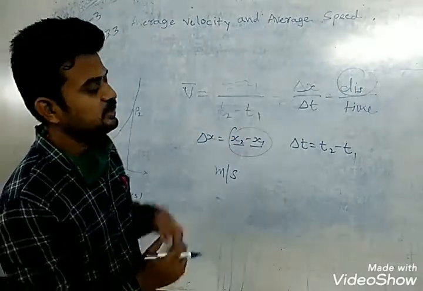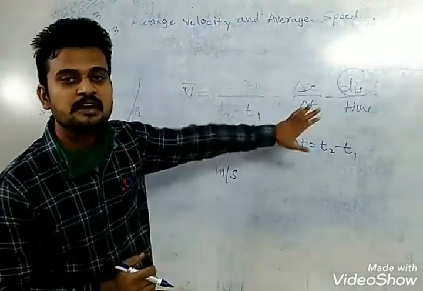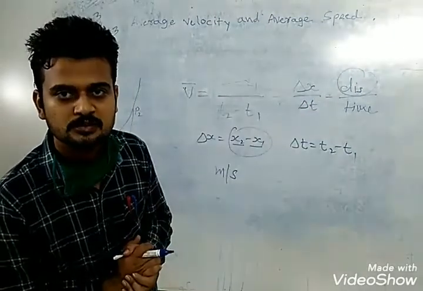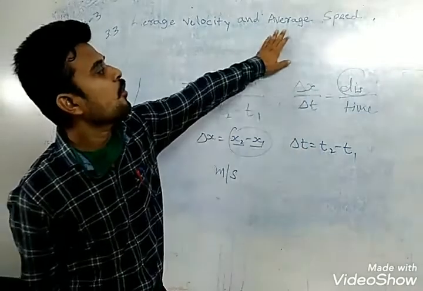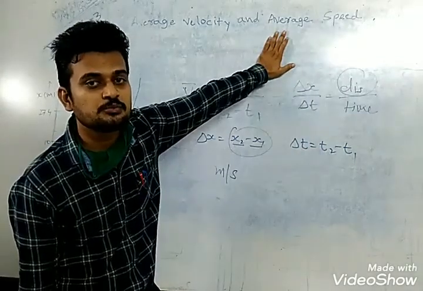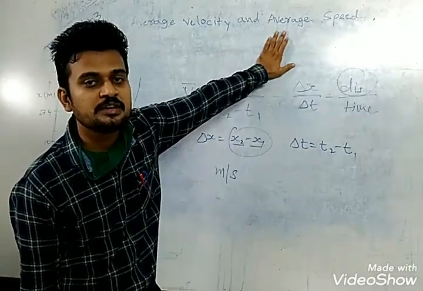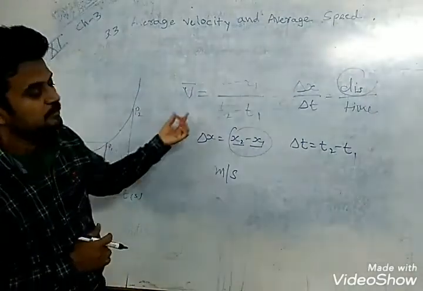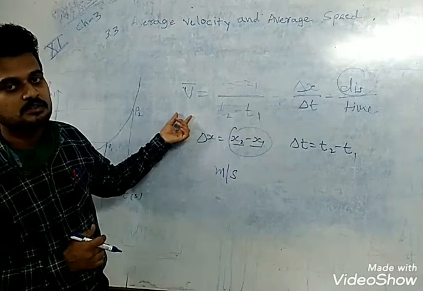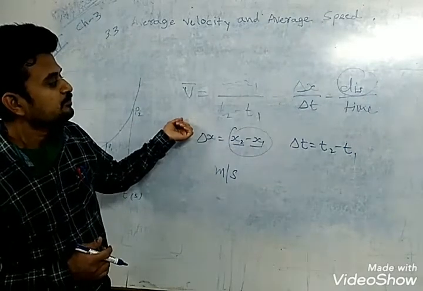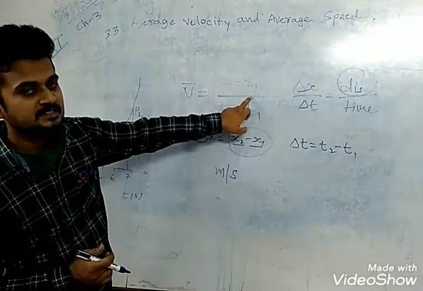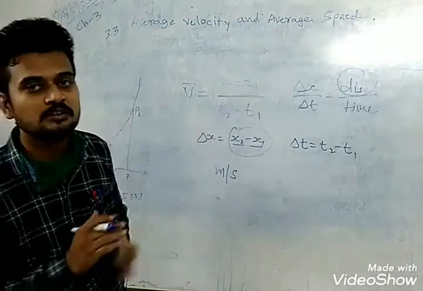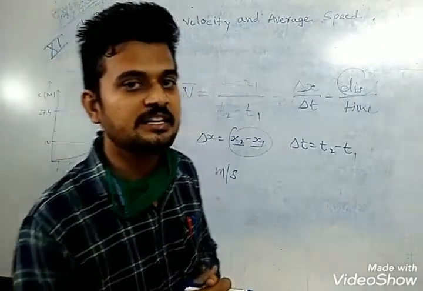Here we already know that displacement may be positive, negative or zero, but speed, average speed, is always a positive value. So the average velocity is equal to x2 minus x1 upon t2 minus t1, which is equal to del x upon del t.